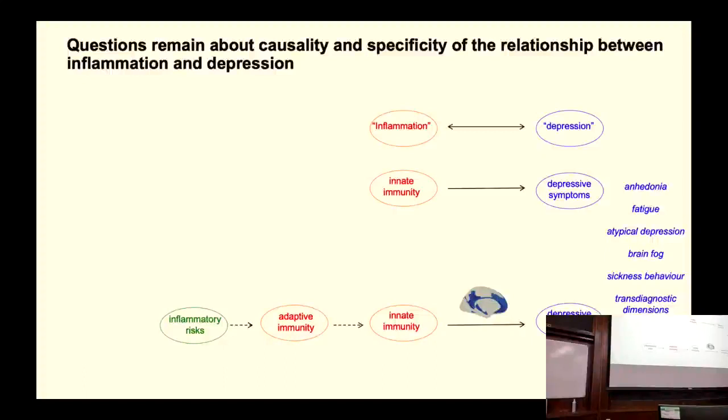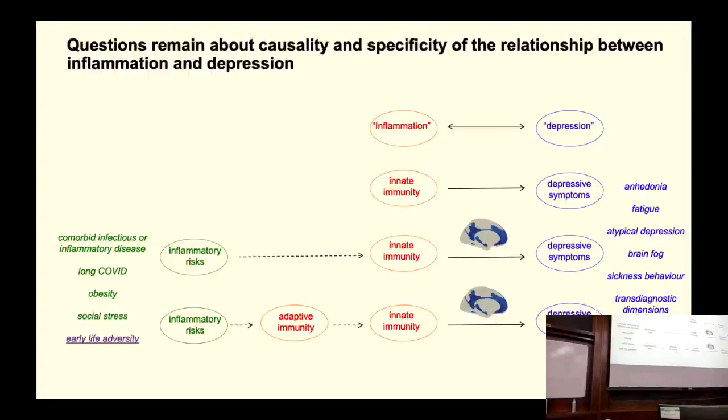Of course, it's also worth bearing in mind that all of these depressive symptoms are not unique to major depressive disorder. They can cut across various different diagnostic categories. So we need to think a little bit more about what we mean by depression in relation to the innate immune system. And suppose there is a causal relationship between innate immunity and depressive symptoms: how is that mediated in the brain? And what are the upstream factors that cause the increase in innate immunity in the first place?